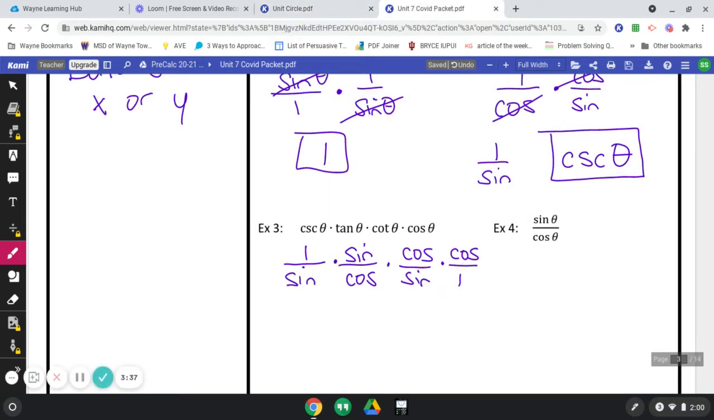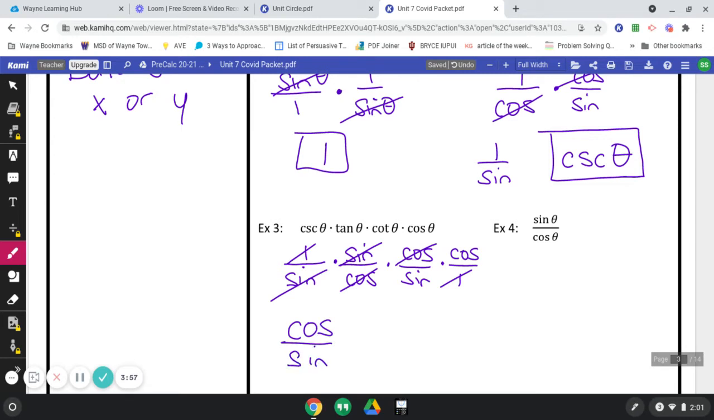All right. And now because everything is being multiplied, you can cancel any sine at the top with any sine at the bottom. So I'm going to cancel that one with that one. Any cosine at the top with any cosine at the bottom. And any number 1 at the top with any number 1 at the bottom. That's going to leave us just this cosine over, at the bottom, sine.